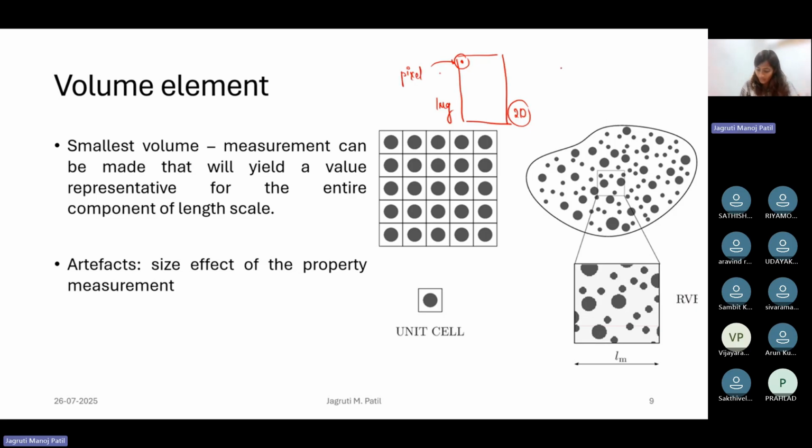Okay. Now, when you take something 3D, the smallest unit of that particular 3D box is called a voxel. In real life, all materials are 3D, and that is a voxel. So that's a 3D representation of an actual surface you have. Now this voxel is nothing but your volume element.